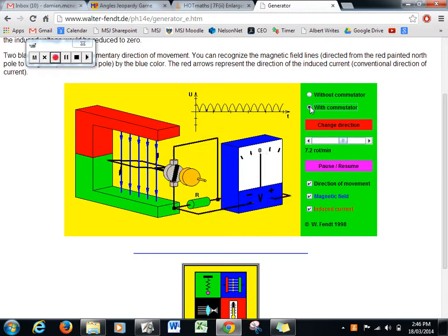So with just a simple change of form of commutator, we get a different type of electricity coming out. This is DC, looking at the meter here. It goes to 0, then goes forward. It's always going in the same direction of current. Is that making sense? Okay. All we need to do is just change the type of commutator we've got. And so what are the names of the two commutators?